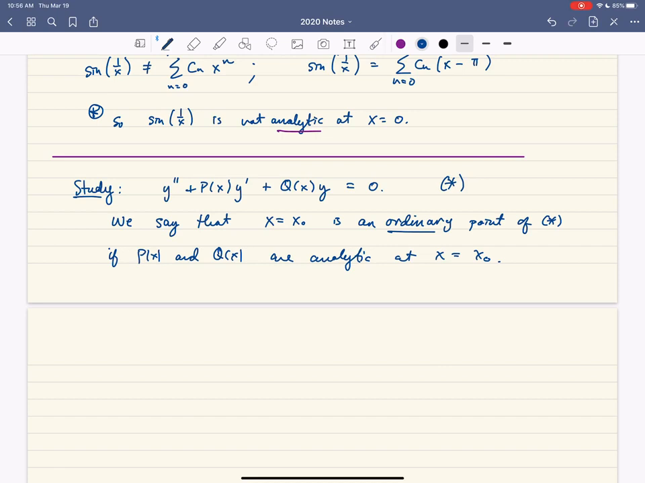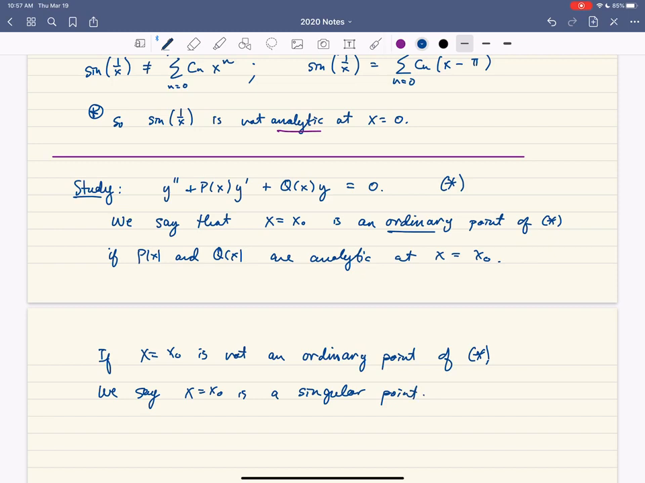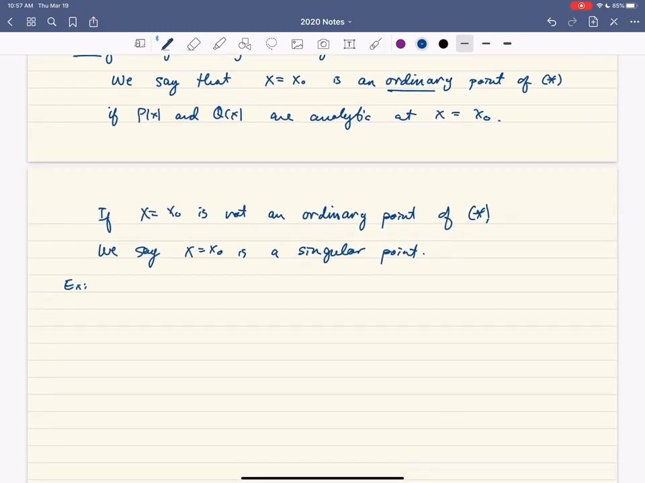In contrast, if x equals x naught is not an ordinary point of our differential equation star, we say that x equals x naught is a singular point, okay? So really the problem that we were having before is that when you look at x cubed y prime plus y equals 0, x equals 0 is a singular point of that differential equation. So that's why the power series method didn't work.